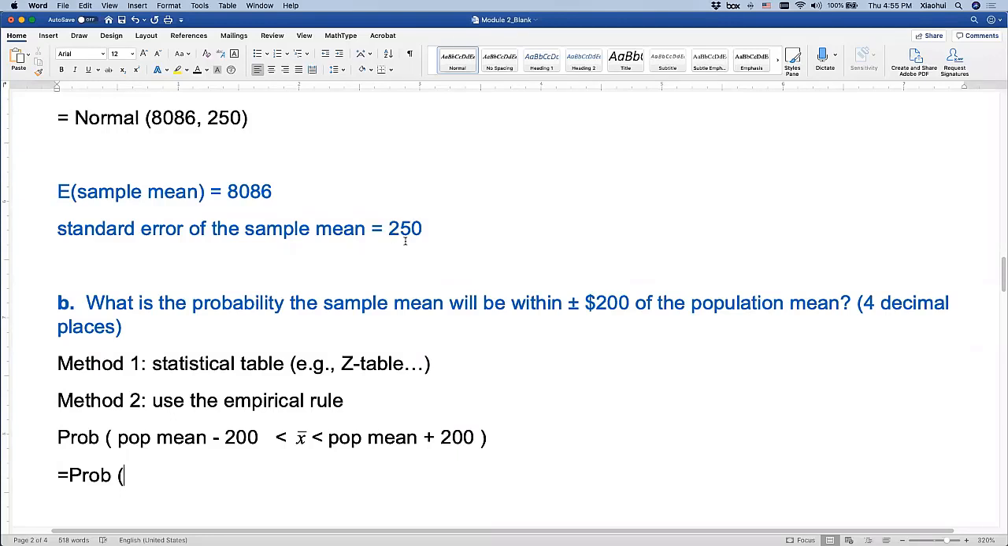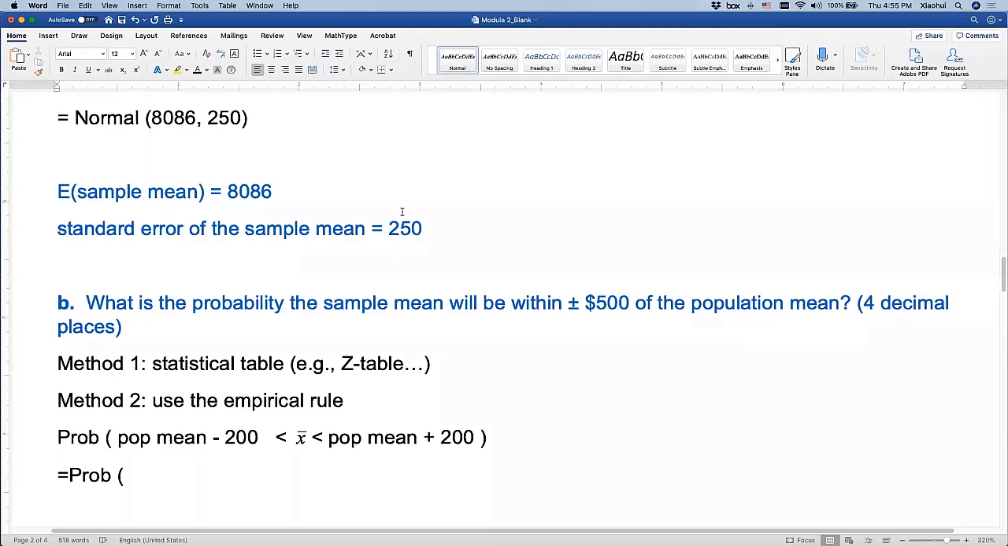Okay, I was just curious because 200 is divisible by 2. Okay, good. 200 is divisible, but the key is to see how many times 200 goes into 250. You can use the empirical rule if the question is 250. You could also use the empirical rule if the question is 500, because that's twice the standard error. Right? Does it make sense? You guys know what I'm talking about here?